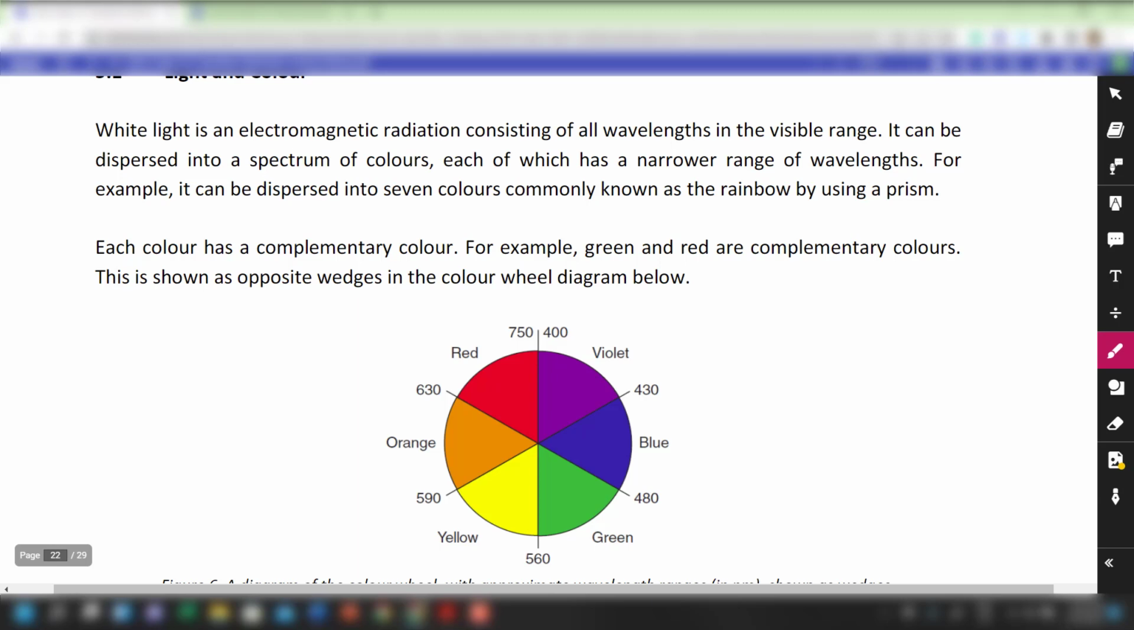Usually the color of a complex that you observe is due to the fact that the complex absorbs light of the opposite wavelength from the color wheel. So for example, if a complex appears red in color, then you expect it to absorb between 480 to 560. That's what we call the complementary colors.